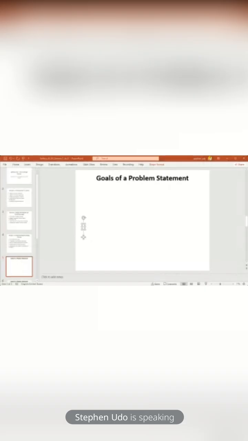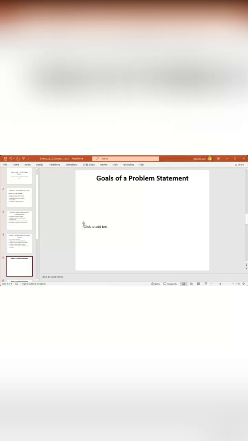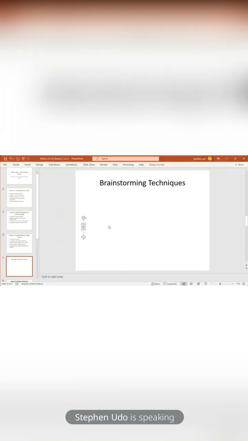So next, we have to look at ideate, brainstorming techniques. Look at brainstorming techniques now.